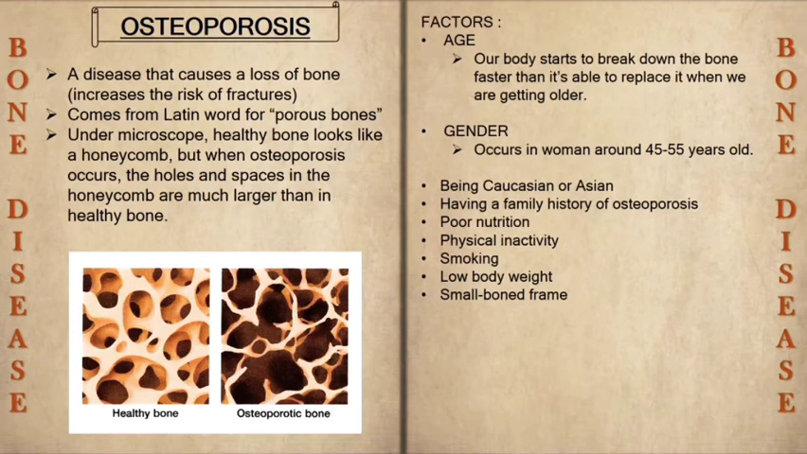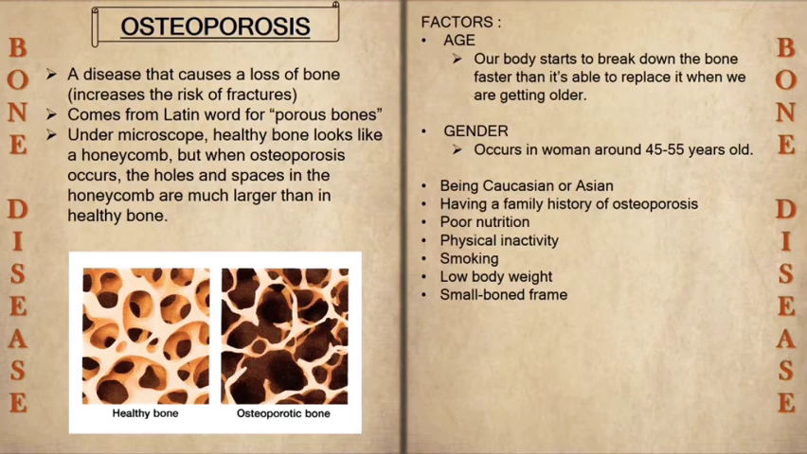One of the common diseases related to bone is osteoporosis. It is a bone disease that causes a loss of bone density, which increases the risk of fractures. Its name comes from Latin for porous bones. If we view a bone under a microscope, a healthy bone looks like a honeycomb. When osteoporosis occurs, the holes and spaces in the honeycomb are much larger than in healthy bone.